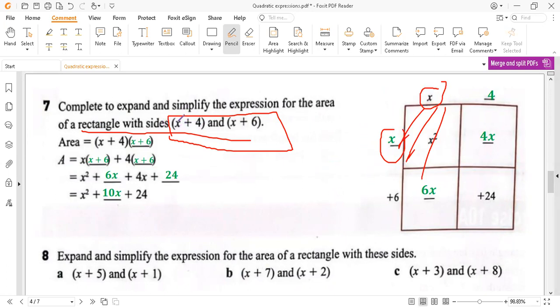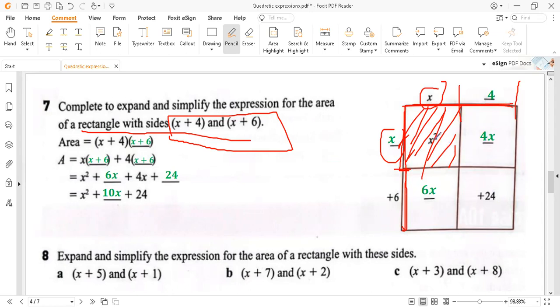Okay, the first rectangle, for example, the length or the breadth, we split it into x plus 4, and the length of the original rectangle, we split it into 2 segments, x plus 6. And we count the area because we know the area is the surface of the whole rectangle.